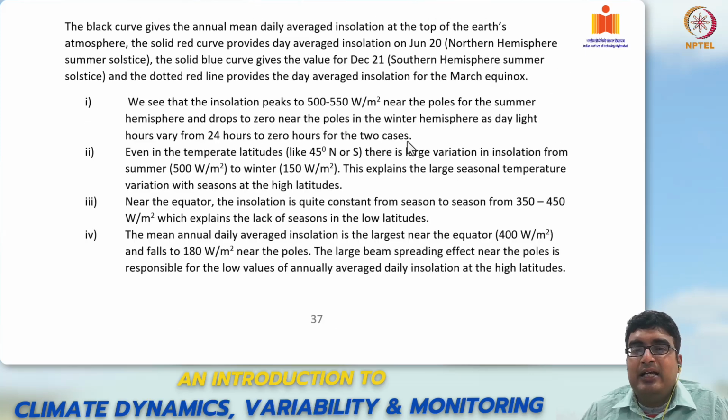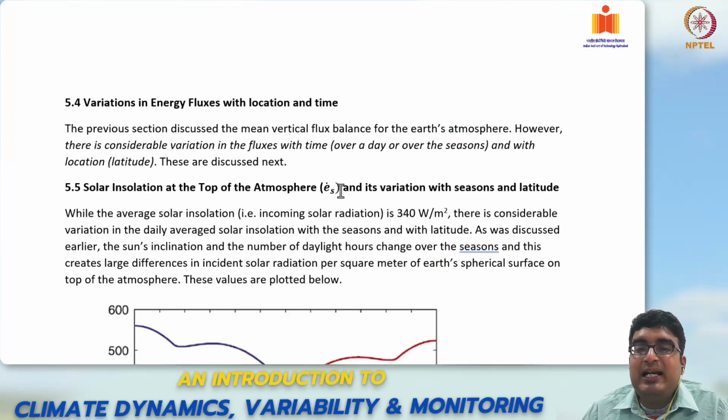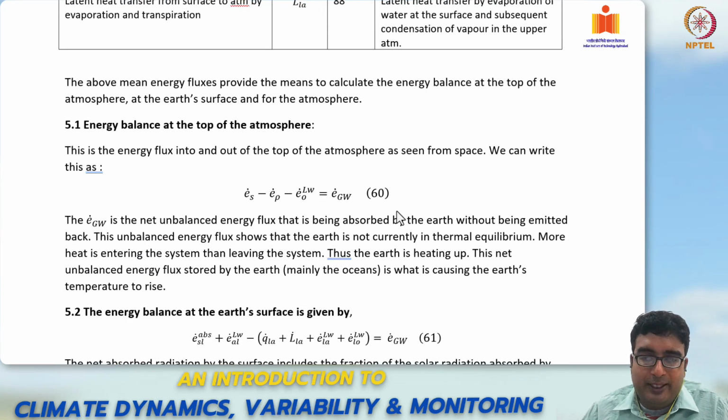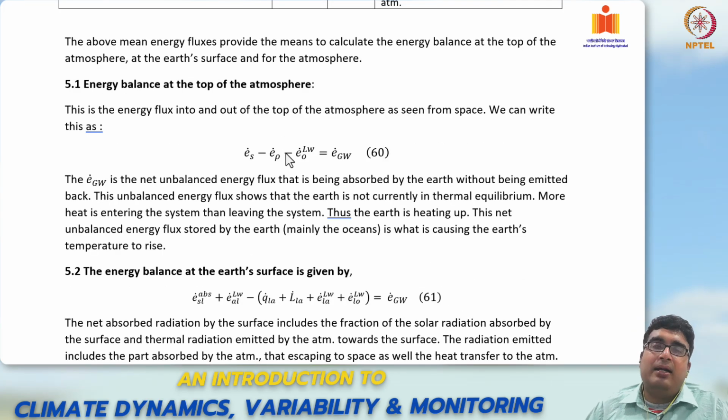So, this gives us the variation of the incoming solar radiation E dot S at the top of the atmosphere. What else is important if you look at the energy balance at the top of the atmosphere? The E dot rho, which is the net sunlight getting reflected from either the clouds and the atmosphere or from the surface of the earth. And this albedo flux also changes with latitude and with seasons, as we will see next.